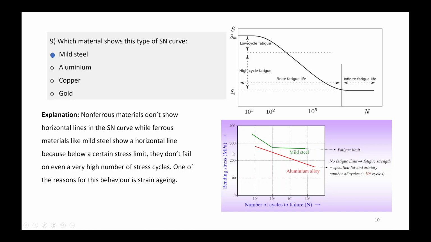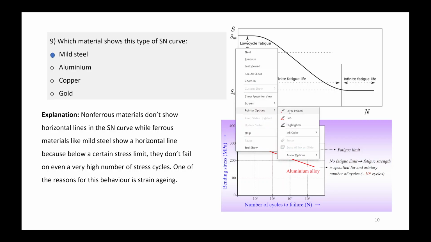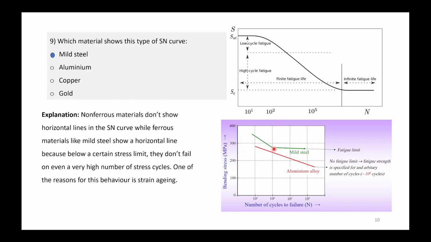As shown in this diagram, we can see that mild steel has higher fatigue strength, and it also shows a definite fatigue limit. So after a particular number of cycles, it will not fail up to that stress. And for aluminium alloys, there won't be a definite fatigue limit. So fatigue strength is specified for an arbitrary number of cycles, such as 10 to the power 6, 10 to the power 7, or 10 to the power 8.